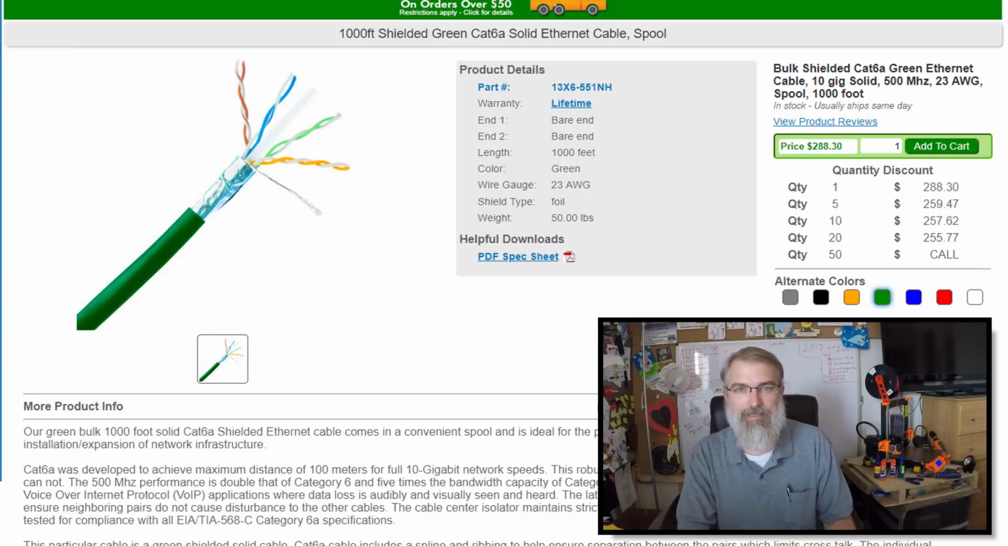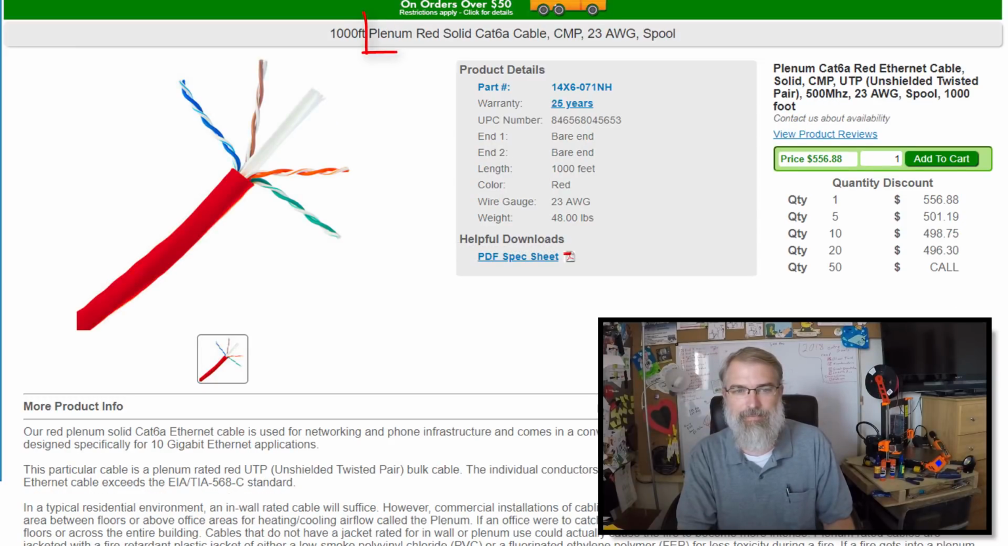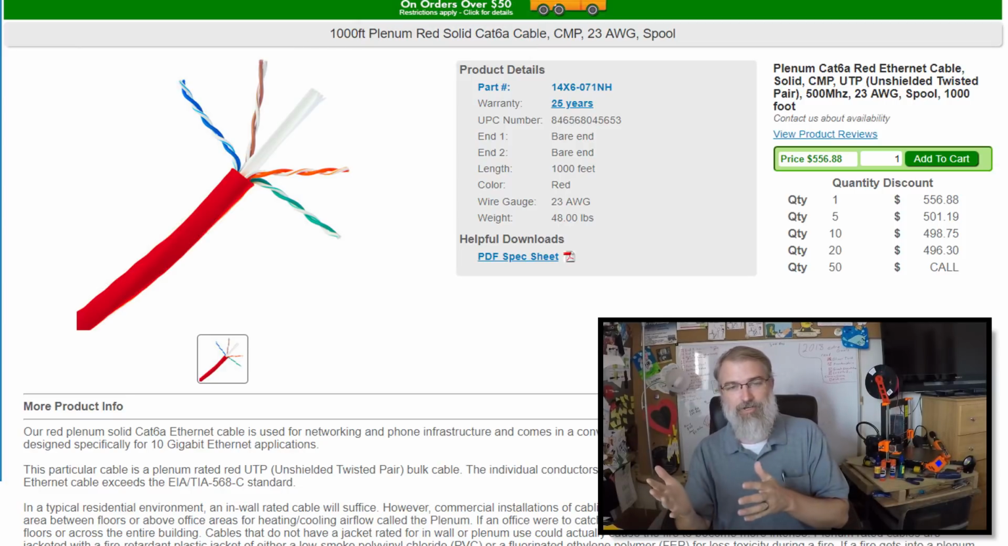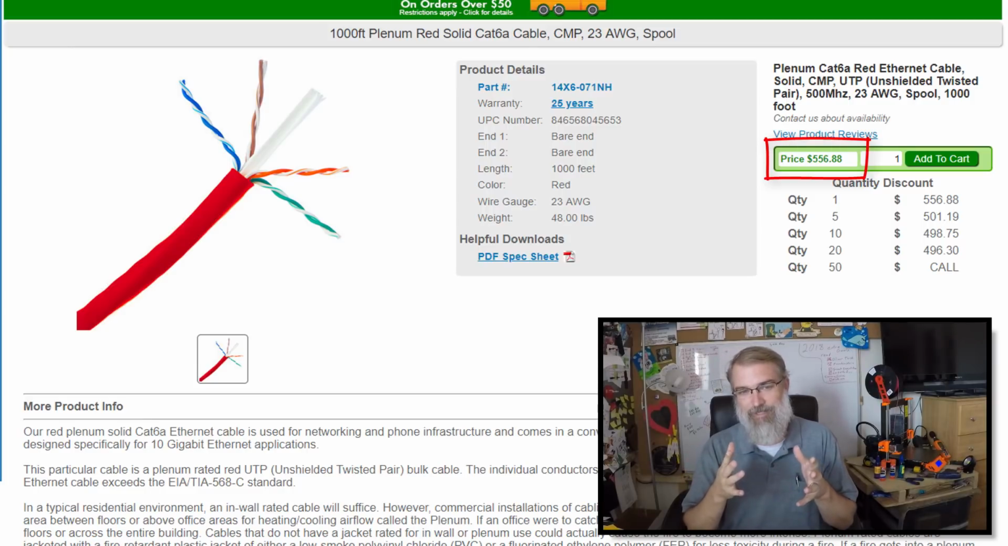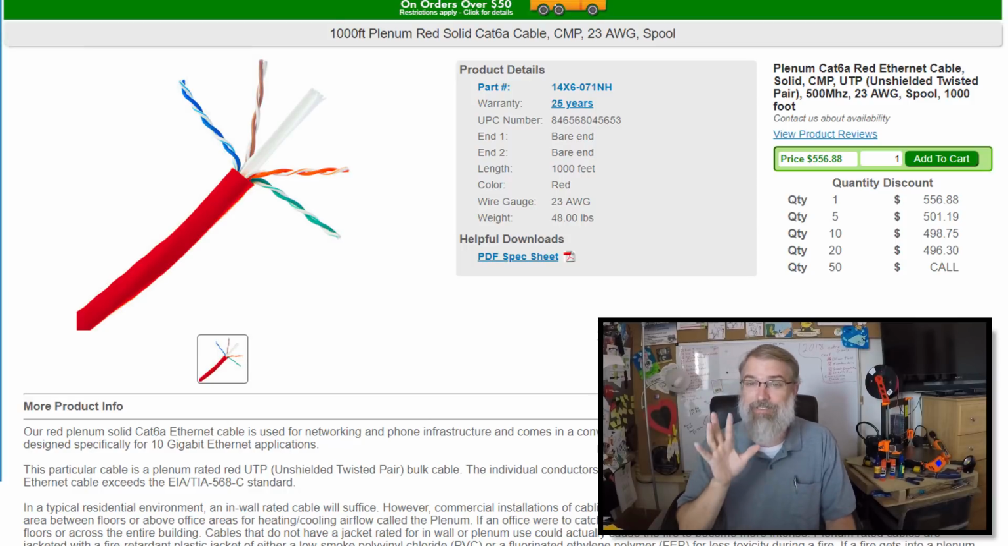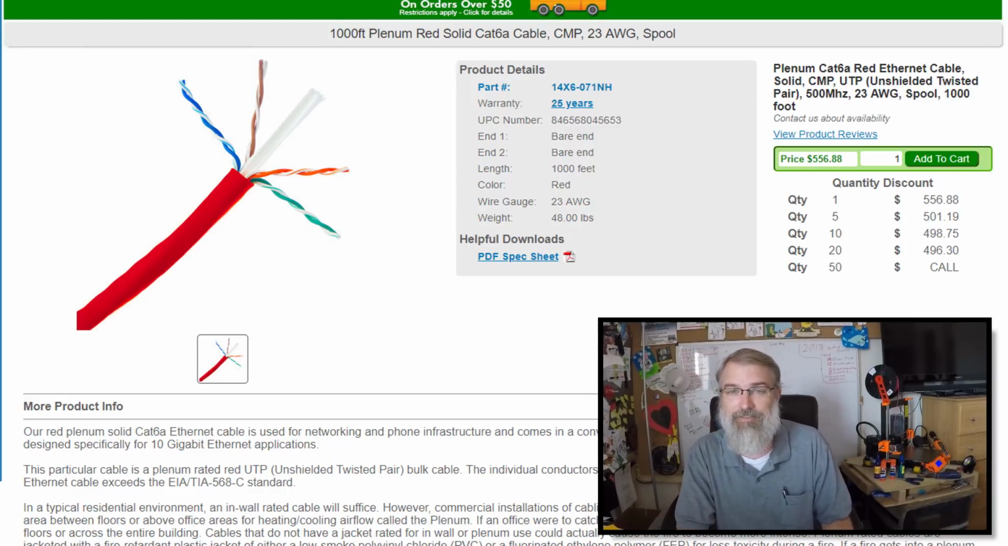Now, next, let's see, we have plenum. Oh, I just wanted to point that out. Here's a Cat6A plenum. All these have plenum versions, and you can see how much the price jumps. Here's an unshielded Cat6A plenum. I go from like $220 to $556 for 1,000 feet. So plenum costs a lot. So if you don't need plenum, don't buy plenum. It's not worth it unless you need it, because it is a fire safety regulation.